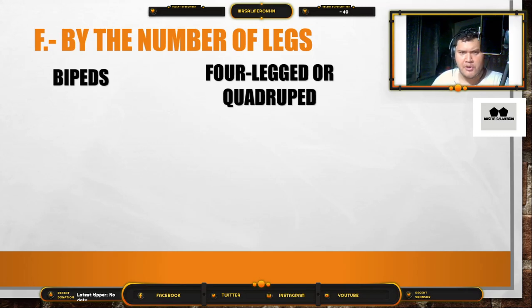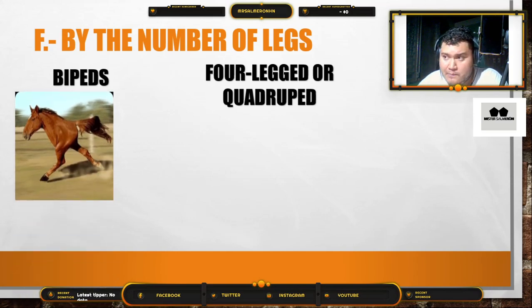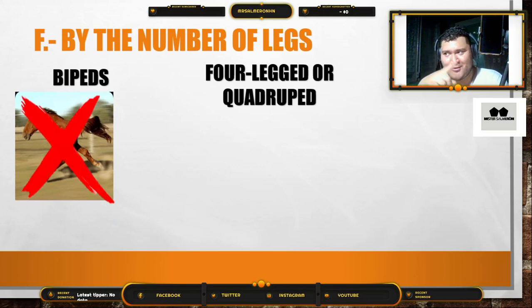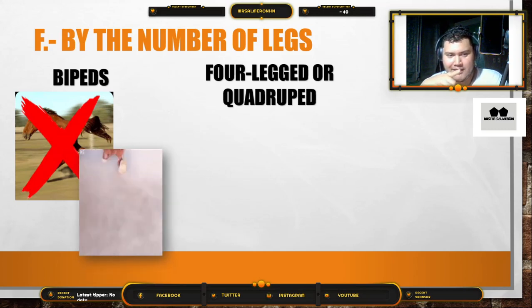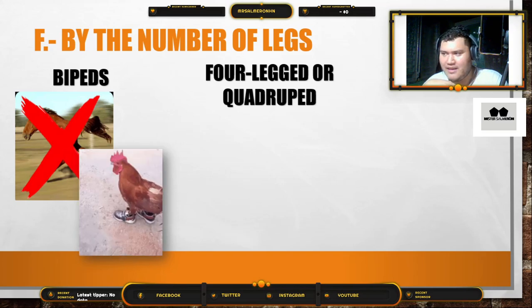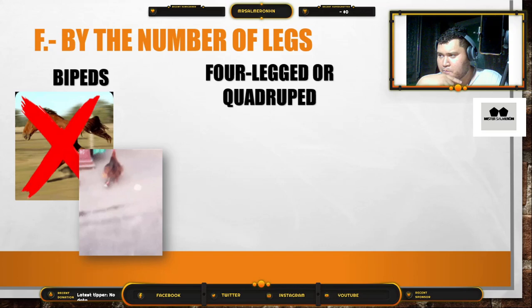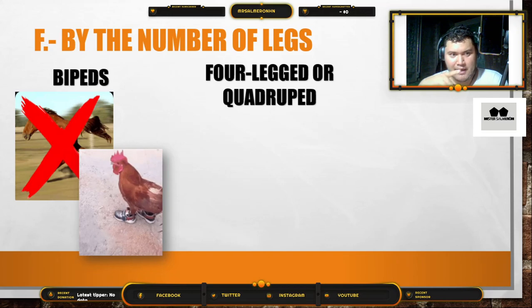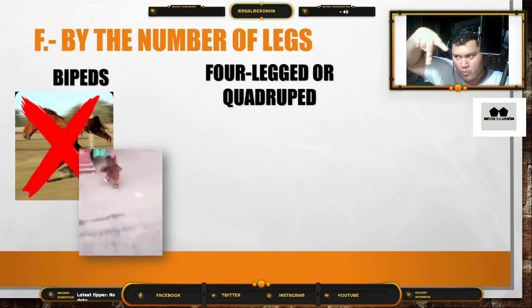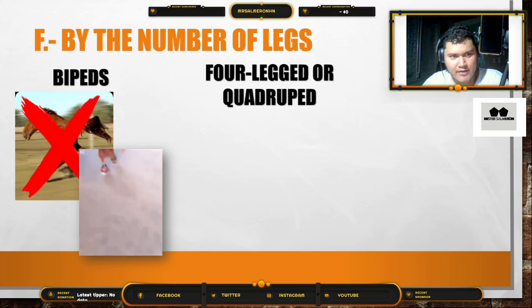Now let's speak about the number of legs. The animals can be classified according to the number of legs that they have. If they have 2 legs, they are bipeds. Wow, I think that picture is not correct. No, let's put an X on that. The horse is not biped. No, the horse, no. But yes, the rooster. The rooster is biped. The hen, the chicken, the people. Yeah, we are bipeds. Bipeds are those animals that walk on 2 feet, right?